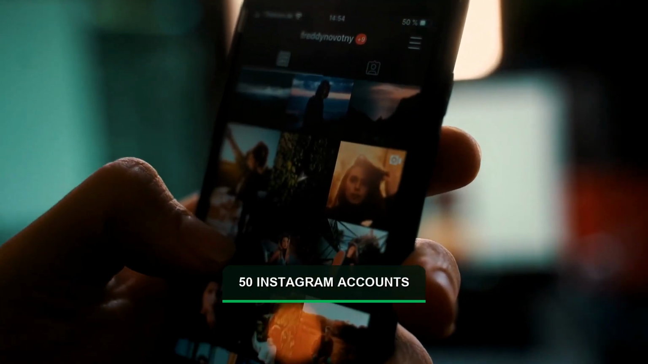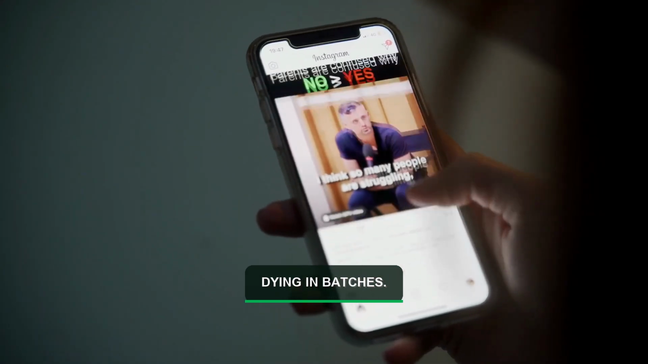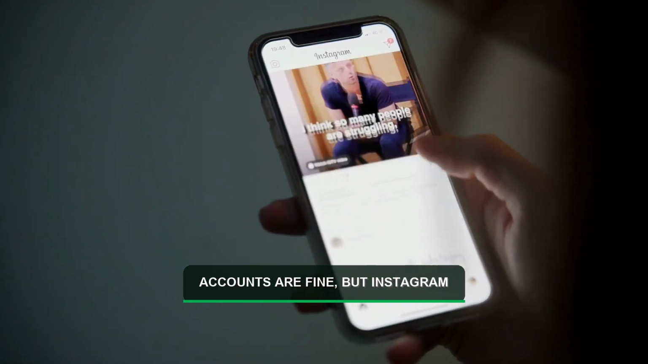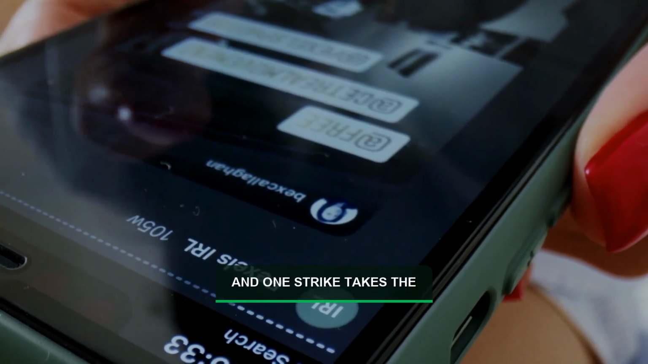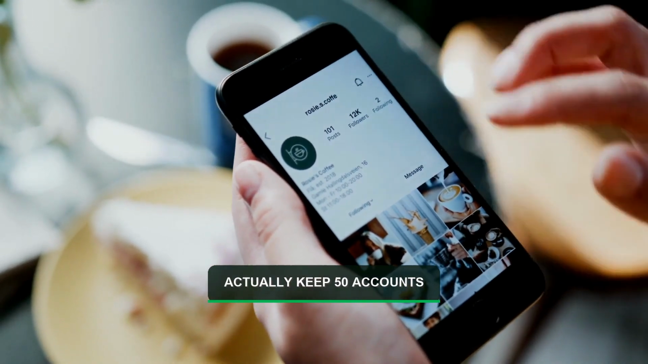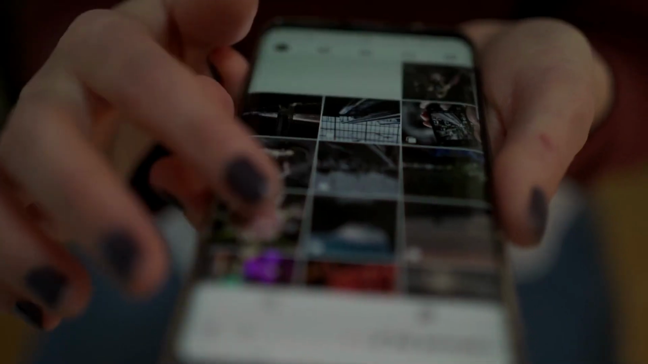You are trying to run 50 Instagram accounts for clients, and they keep dying in batches. The content is fine, the accounts are fine, but Instagram has already worked out they are the same operator, and one strike takes the whole set down. I want to show you how to actually keep 50 accounts separate without tripping the linkage flags.